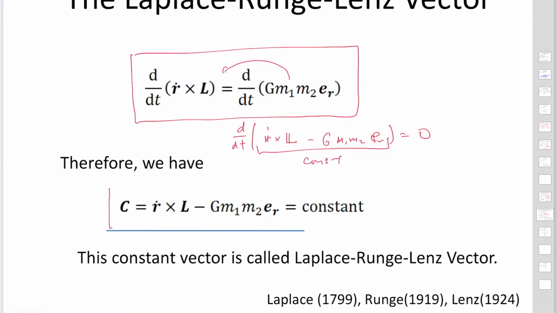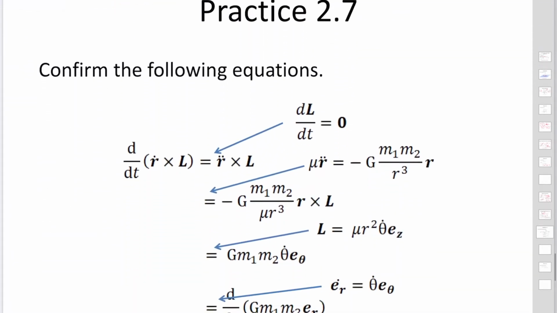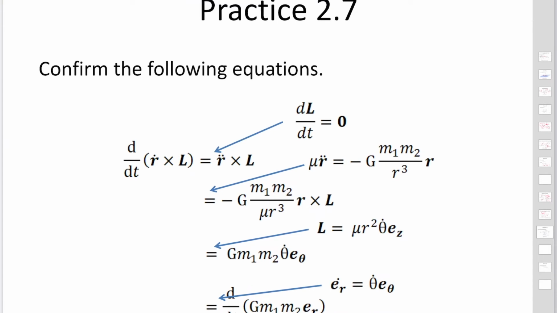We name it C, which is r dot cross L minus G m sub 1 m sub 2 e sub r, a constant vector. This constant vector is called the Laplace-Runge-Lenz vector. Three scientists independently derived this constant vector. So we are going to prove this equation, so confirm the following equations.